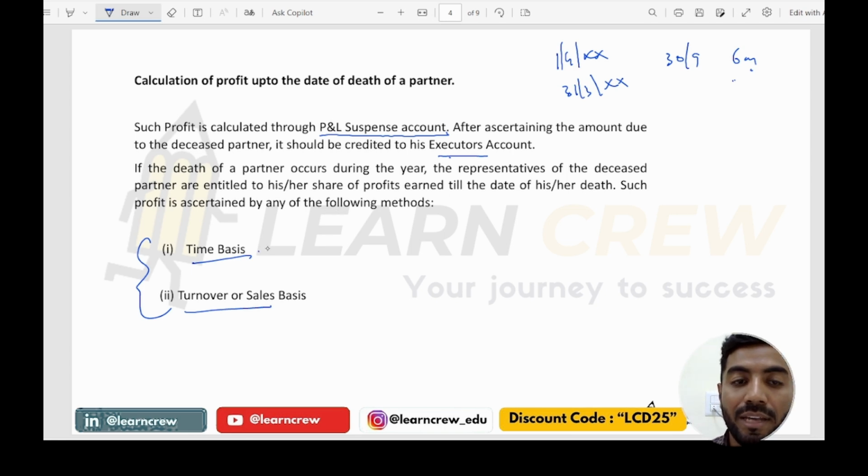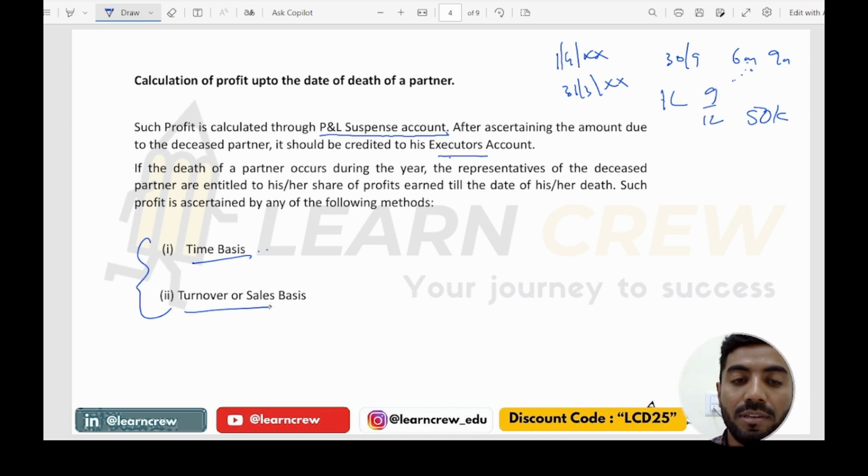Time basis. Here in this case it is 6 months. Generally, last year's profit will be given. Say last year's profit is 1 lakh. So for 6 months, half a year, the profit in the current year will be 50K. Based on the time basis, we have to calculate. If it is for 9 months, then again 9 by 12.